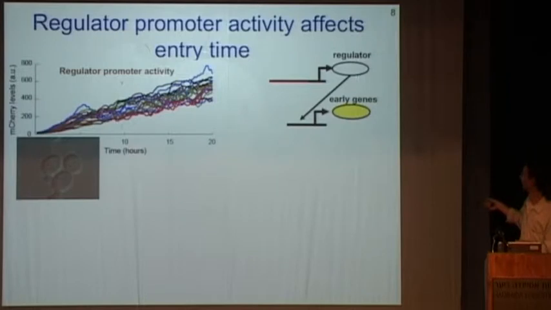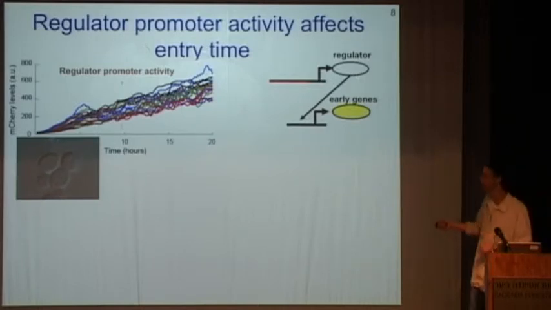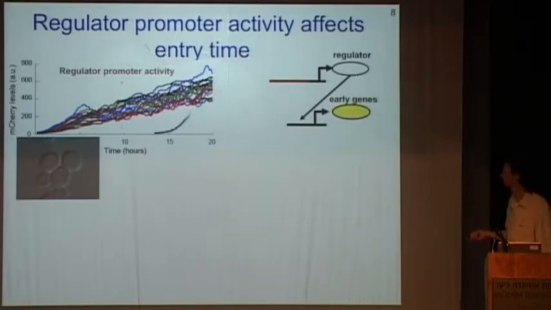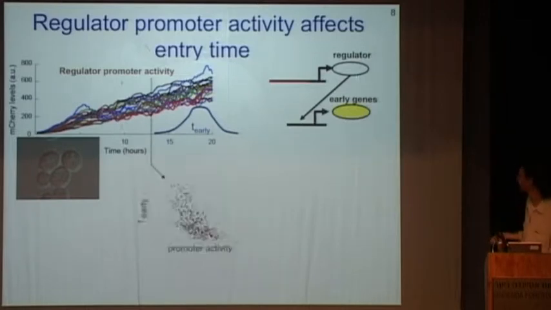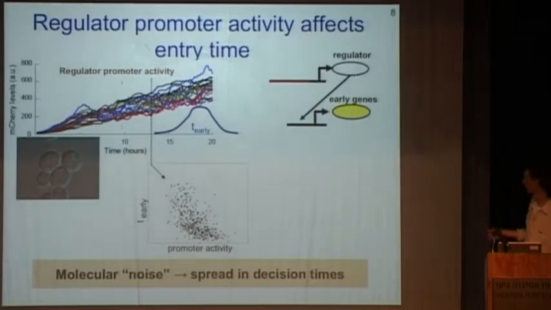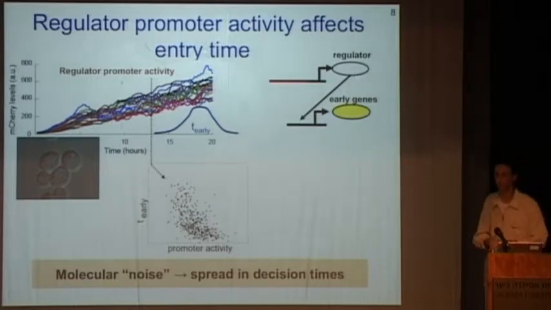I'll show just one more result, showing that we can connect molecular levels and phenotypes. If we mark one particular gene, which is a master regulator, and look at its molecular level, we can ask how predictive this level, which differs a bit between cells, is about the entry time or the decision time. In this case it indicates the promoter activity, or the production rate of this protein. We can use two fluorescent markers with different colors for this purpose, look at the correlation, and find a very strong connection. So molecular noise, or molecular level, affects the entry time, the decision time. Okay?